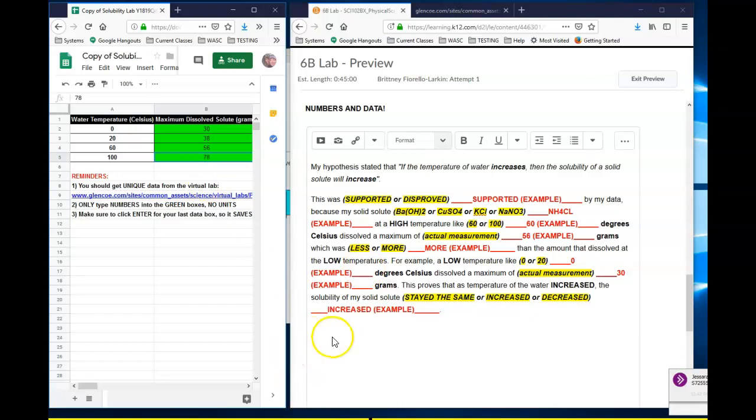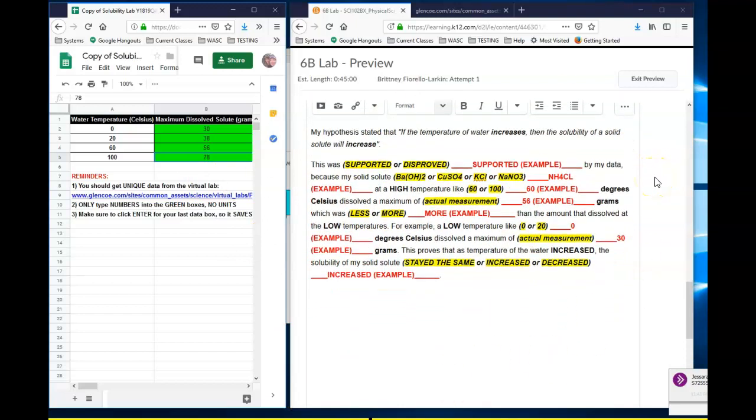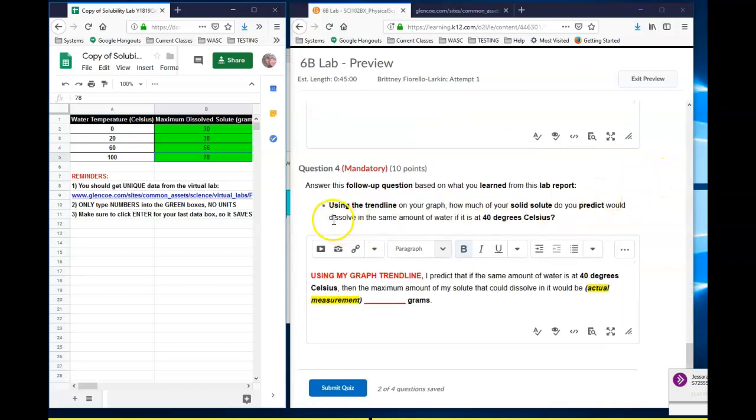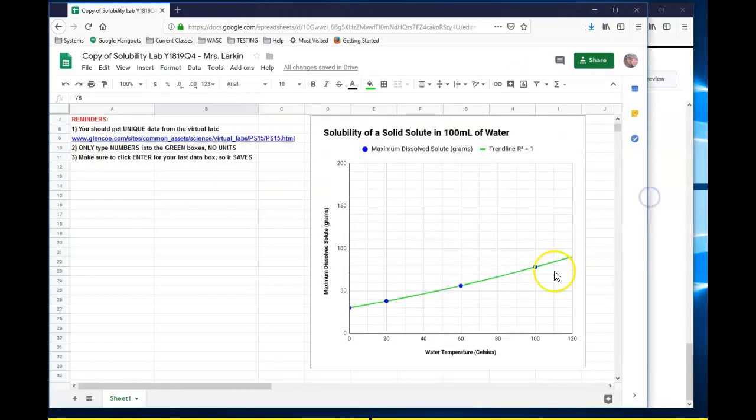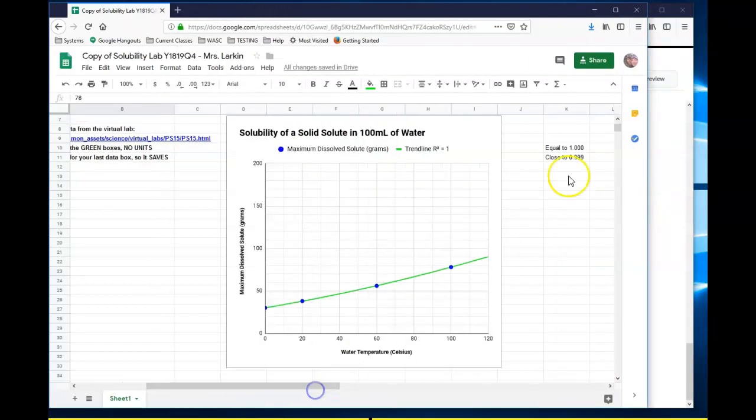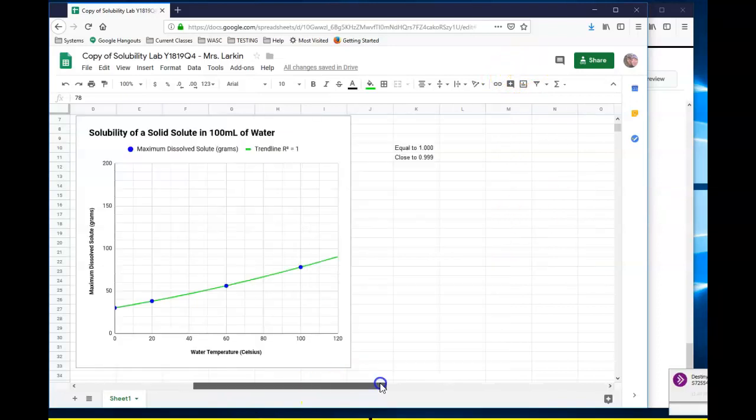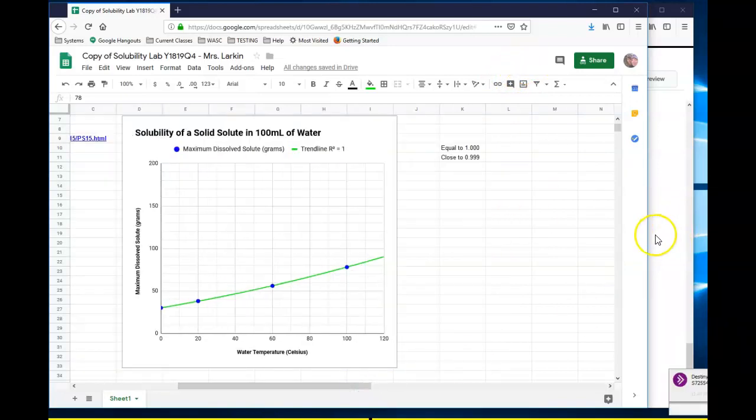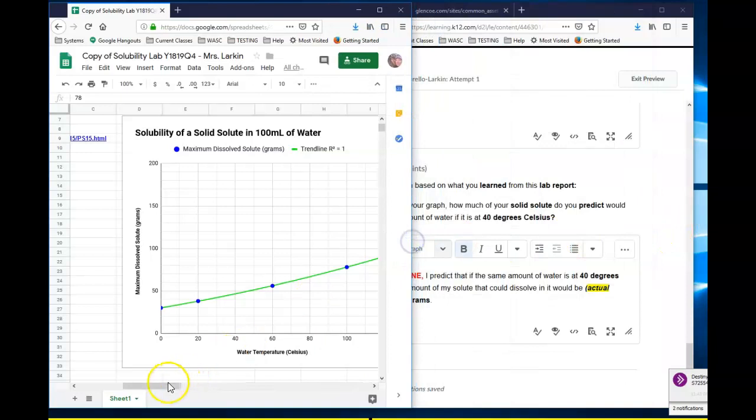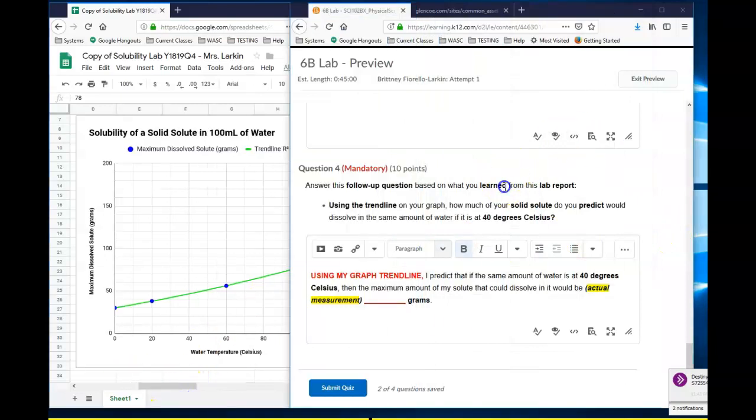All right, cool. So the last thing that you guys need to do, so again, this will be in the recording, or you can always take a picture of it from the recording if you need to. Question number 4 asks you to use your trend line. Please make sure you use your trend line. Do not just try to make a prediction. I will be grading you based on how close you are to the correct answer, and there is a correct answer. So please use your actual trend line, okay?